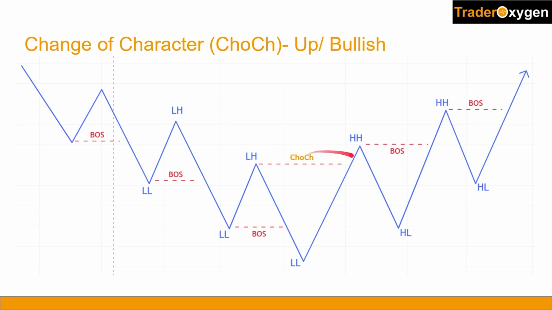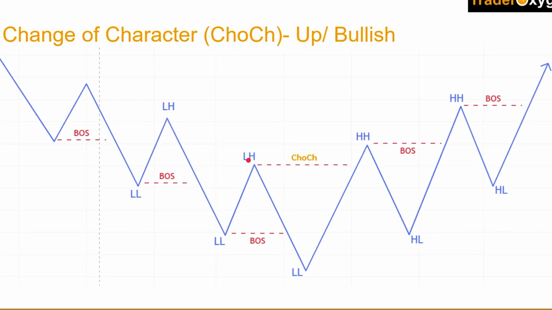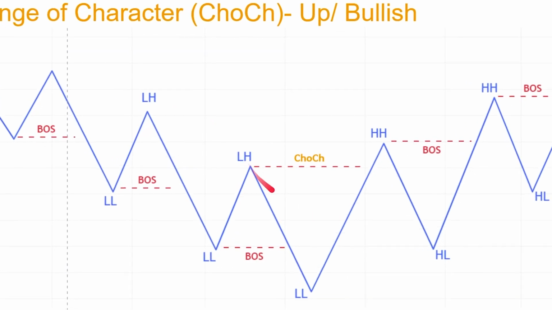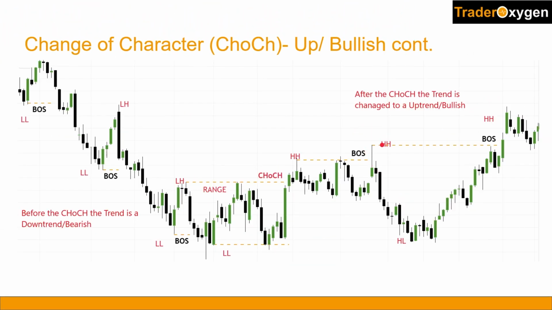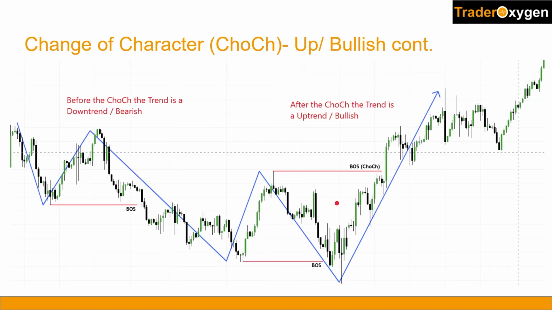Also, another important thing you can see is why is it a change of character? Because in a downtrend, it should be making lower highs, lower high, lower high. But after the change of character, instead of making a lower high, it has made a higher high. So keep that in mind as well. Over here as well, the lower high is changed into a higher high. Okay, let's see what's next.